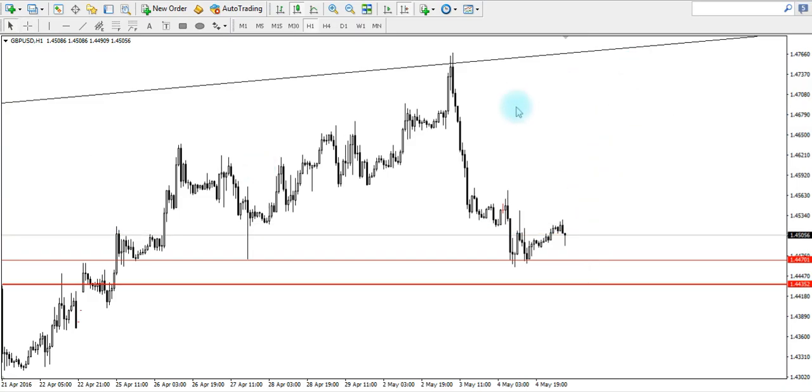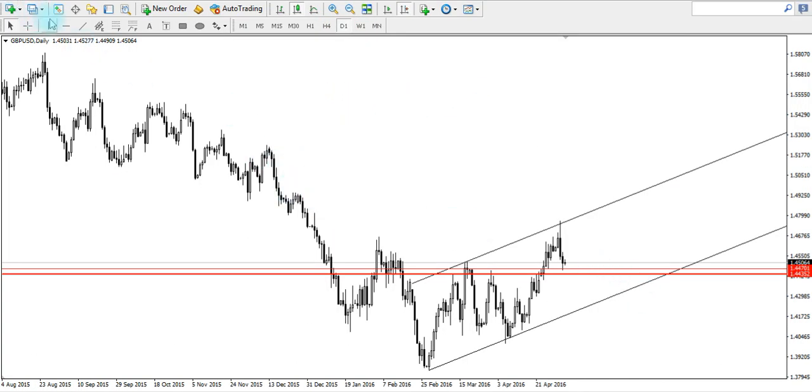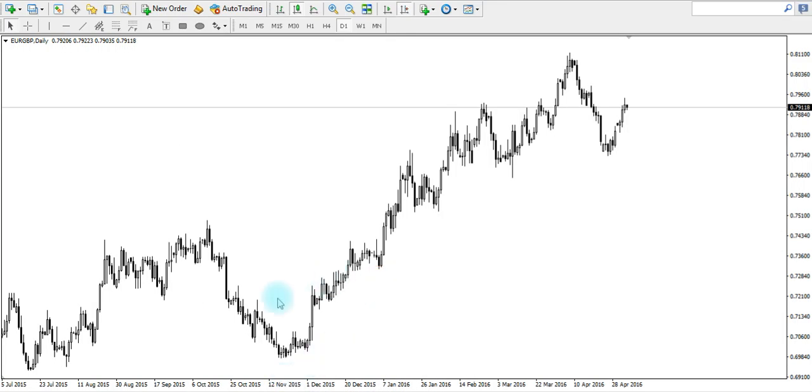Expected the price to resume its appreciation very soon, because mainly it has broke above the major resistance right here at 1.4577. That's in the day chart. So that's for the pound against US dollar. Last but not least, we have the euro against the pound.